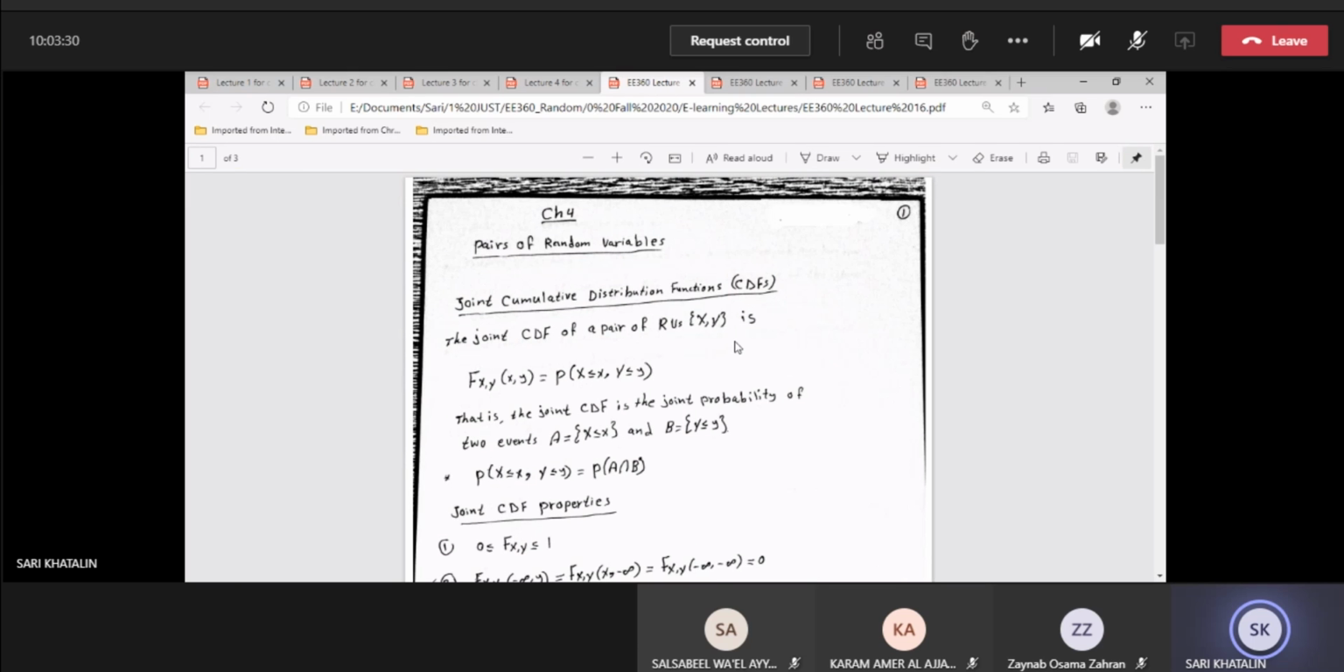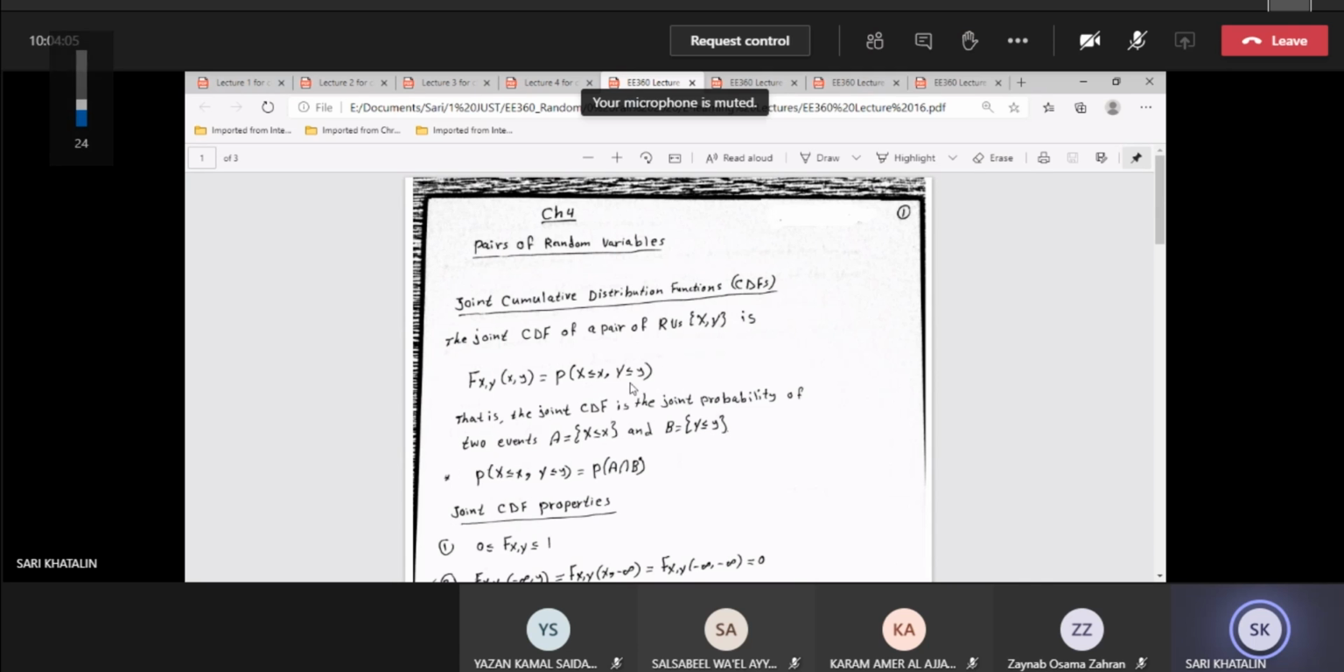The joint CDF is given in this expression right here. This is the joint CDF, which is the joint probability of two events, A and B, where A is x less than or equal to small x, the value of x, and the B event is y less than or equal to the value of y. This probability represents the intersection between the two events.